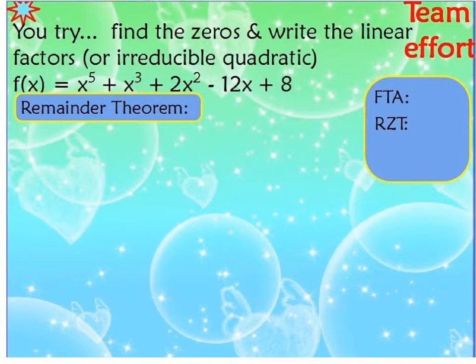Okay, last one. This one we did as a team effort in class because it's kind of a doozy. It's an x to the 5th, so that's a little bit tougher. I'm probably going to walk you a little bit through this and have you do a little bit on your own. So let's start off. Can you fill in the fundamental theorem of algebra and the rational zero theorem? So pause the video, fill those in, then turn the video back on.